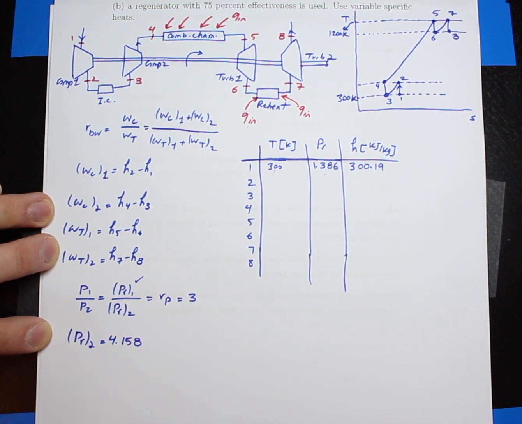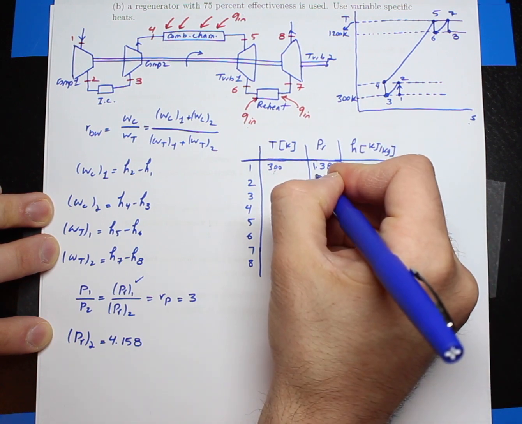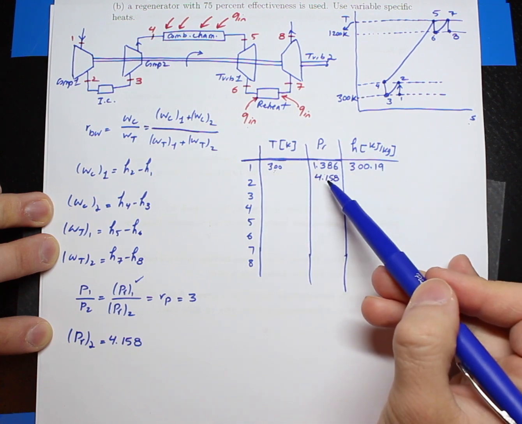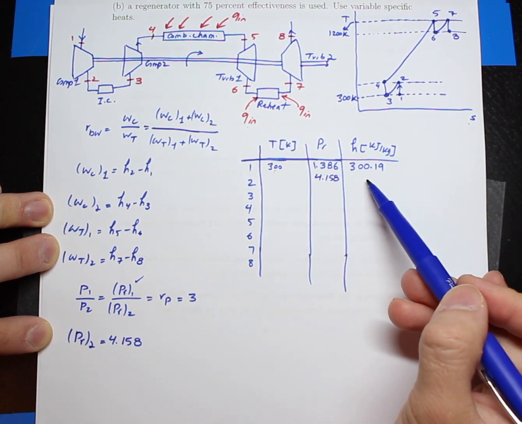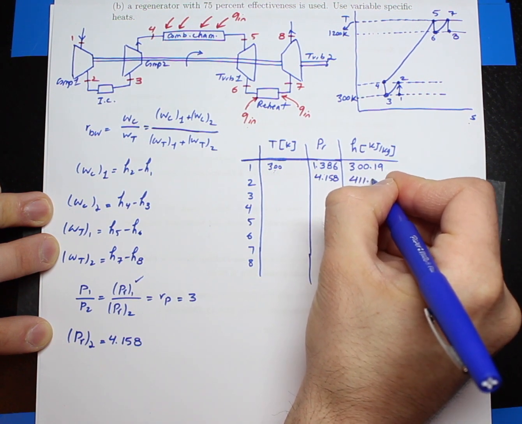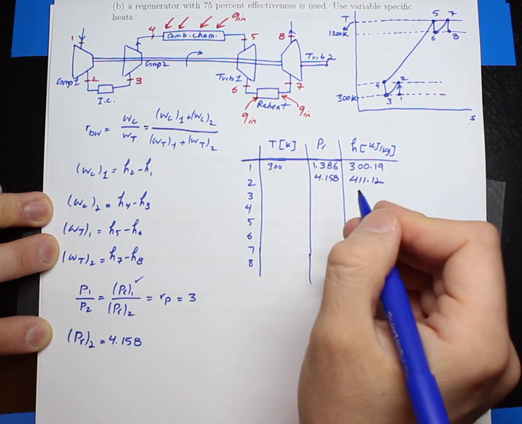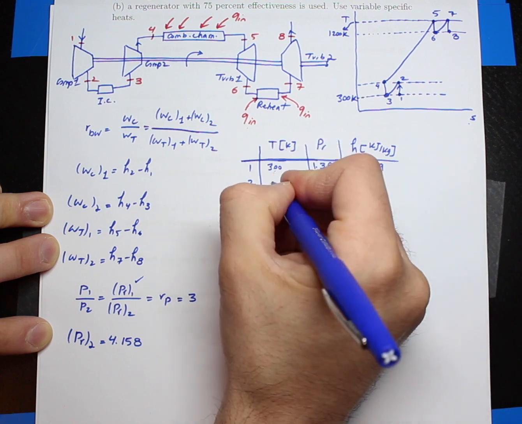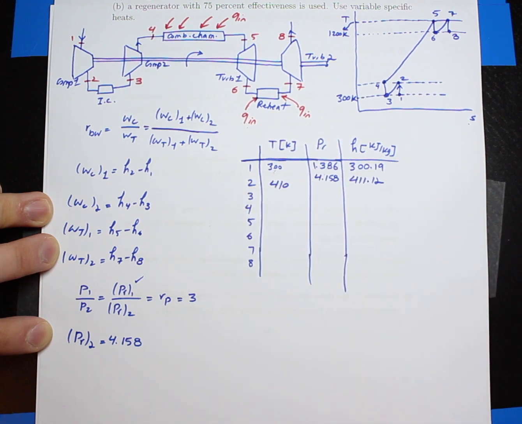4.158. Okay, so I'm going to add this number into this table, which is 4.158. And based on this PR within the table, I can read the H value. So the H value from table A17 is 411.12. And the temperature, although we don't really need the temperature for state 2, but because we are in the table, we can also read the temperature, which is 410.